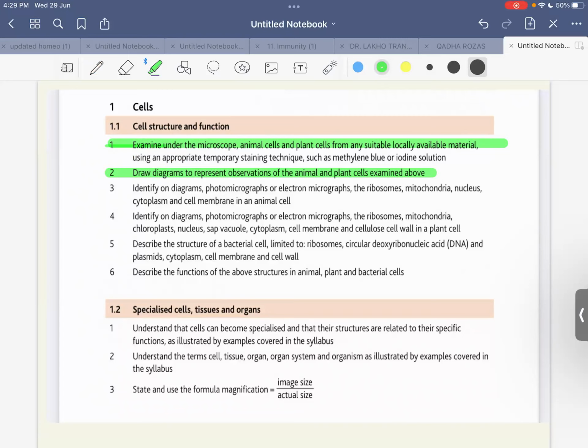Learning outcome number 1 means we'll be examining under a microscope animal cells and plant cells from any suitable locally available material using an appropriate temporary staining technique such as methylene blue or iodine solution. And the second learning outcome is that we should be able to draw diagrams to represent observations of animal and plant cells examined above. So let's start with this.